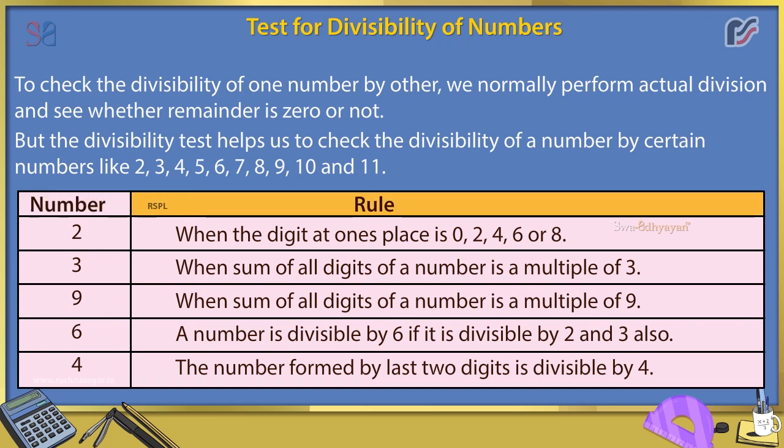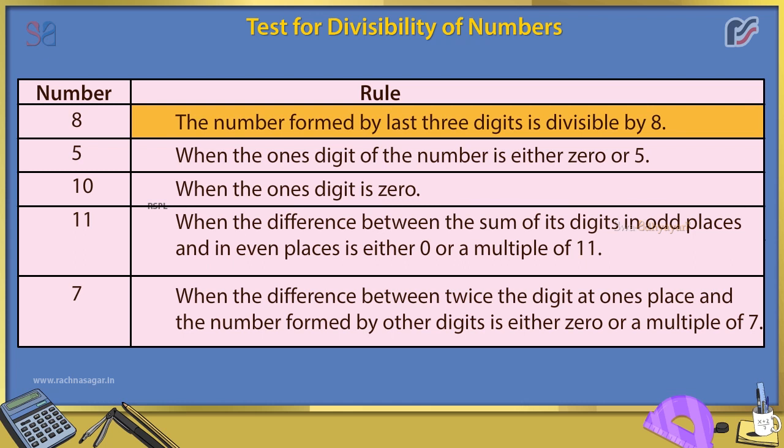Number, Rule. 2. When the digit at the ones place is 0, 2, 4, 6 or 8. 3. When the sum of all digits of a number is a multiple of 3. 9. When the sum of all digits of a number is a multiple of 9. 6. A number is divisible by 6 if it is divisible by both 2 and 3. 4. The number formed by the last two digits is divisible by 4. 8. The number formed by the last three digits is divisible by 8.